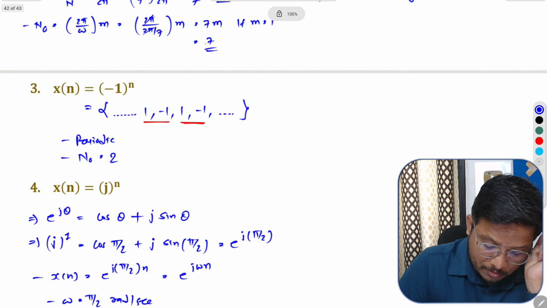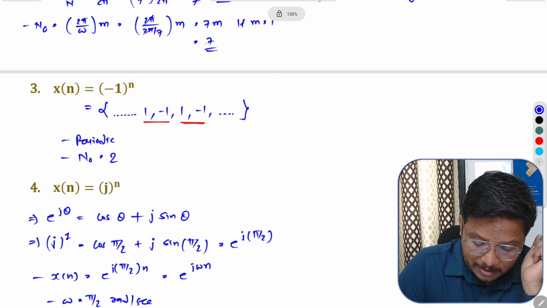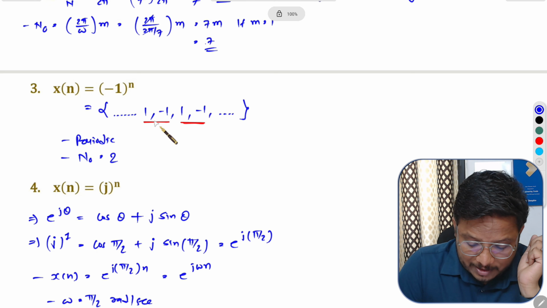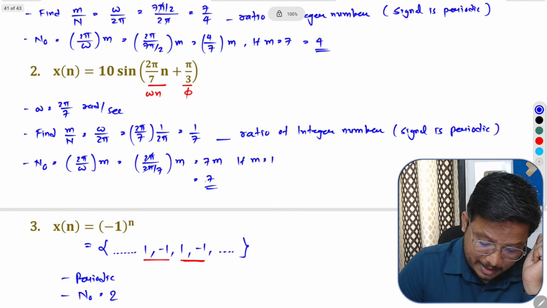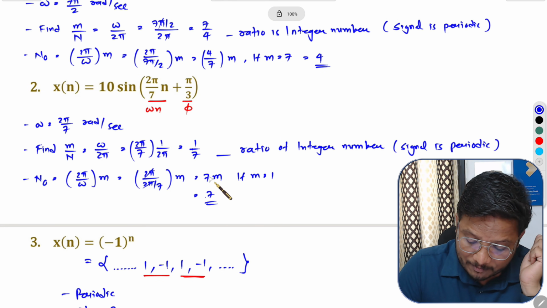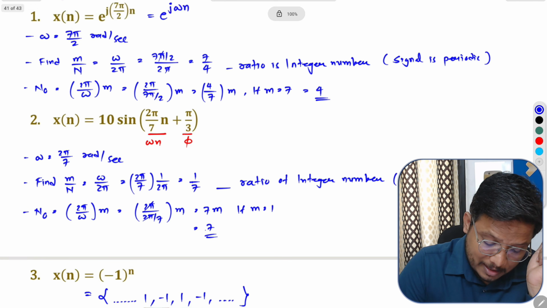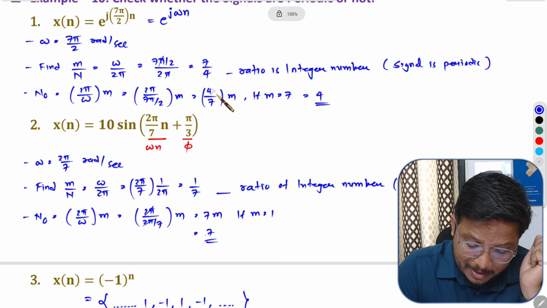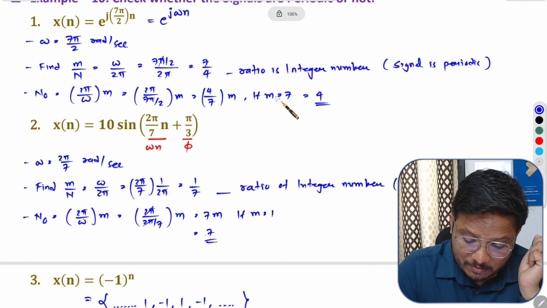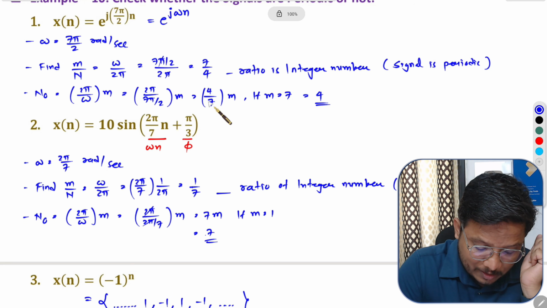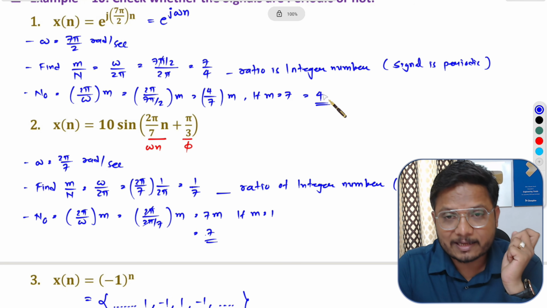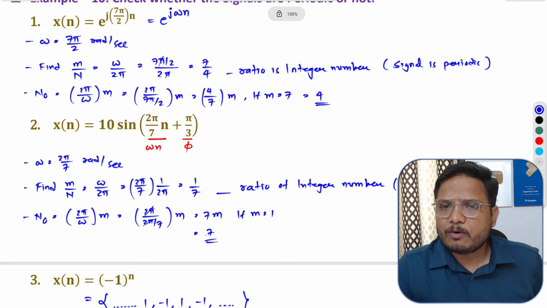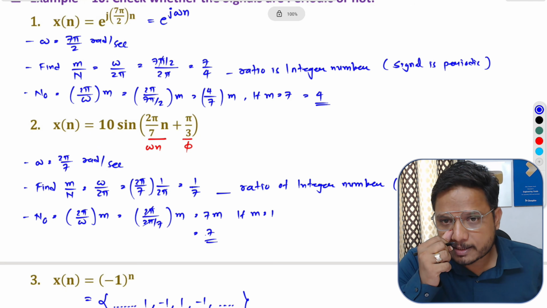Here if you observe, we have a periodic signal with two samples of periodicity. And here you can observe N naught is 7m where m is equal to 1. Here you can observe N naught is 4 by 7 into m where m is equal to 7, which results in N naught equal to 4, that is an integer number, right? So that is how one can understand the periodicity of a discrete signal.